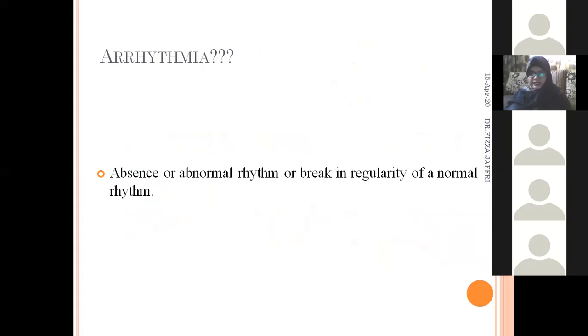Arrhythmia, let's break down the term. A means absence or abnormal, and rhythmia relates to rhythm. So arrhythmia is absence or abnormal rhythm, or a break in regularity of a normal rhythm. This is a simple definition of arrhythmia.